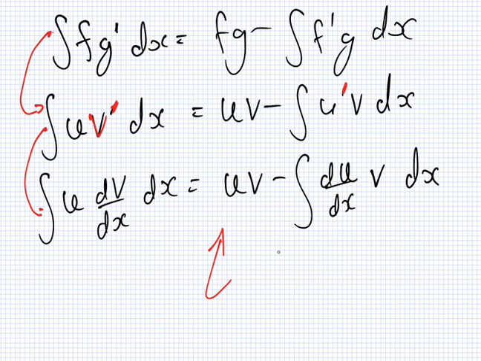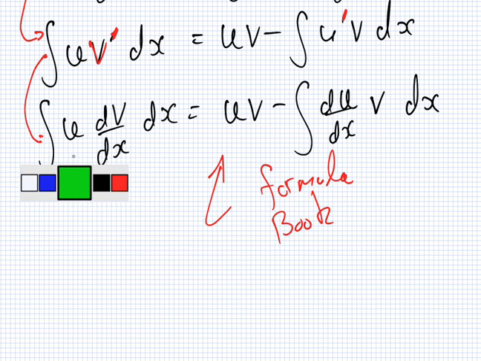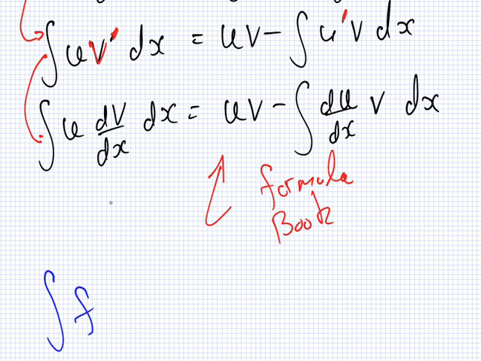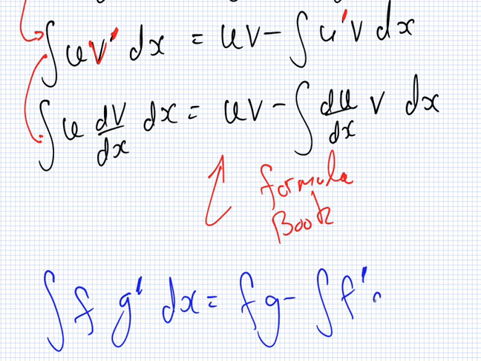But this last one here is the one that you have in the formula book. So I would say it might be helpful in the formula book, in the exam, to rewrite this, the u as an f and the v as a g derivative, equals fg minus the integral of f derivative g. And the reason I use this one is just because it's a lot quicker to do, since I don't have to write dv/dx every time. So can you write those three down?